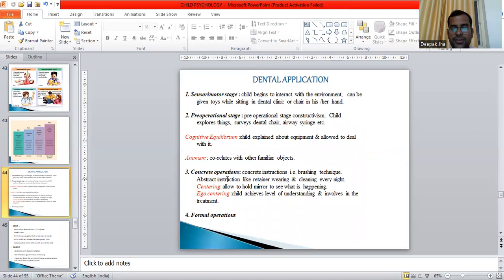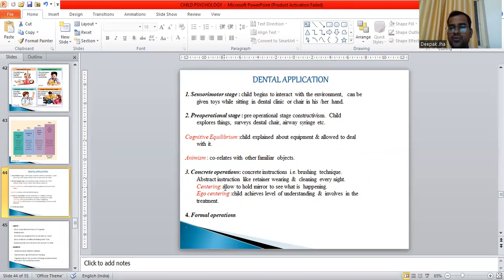Next is concrete operations. As you saw, the child is able to handle a little bit complex things like mathematics. So his knowledge and thinking is developing. This is the stage wherein you should teach the correct brushing technique to the child, because this is the stage where you know that the complex technique which you are teaching, he will be able to adapt it, accommodate it, and assimilate it into his scheme. So abstract instructions like wearing a retainer and cleaning it every night can be given.